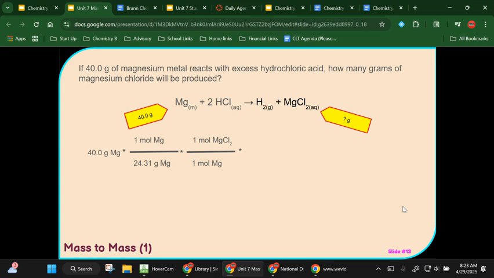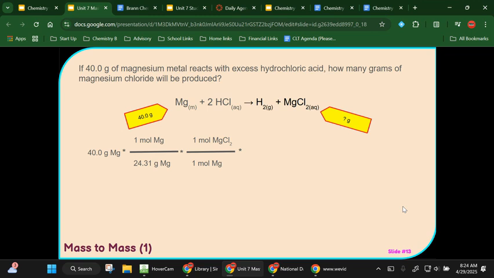Okay? The balanced coefficients give you this molar ratio. So the molar ratio is what I'm going to on the top, what I am given on the bottom. Now, if you look, grams have canceled, moles of magnesium have canceled, and now I'm in moles of magnesium chloride.